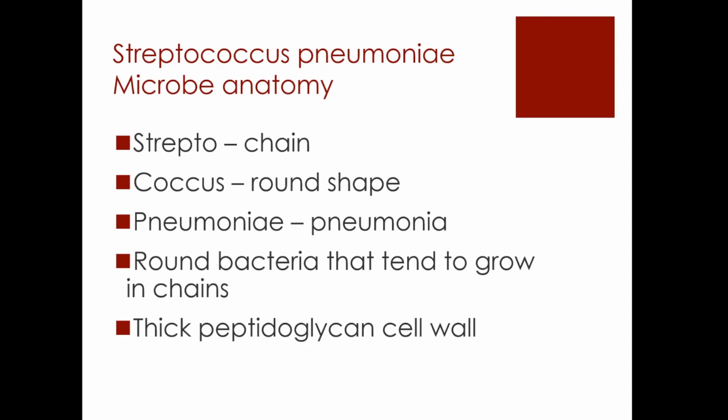And we did say in the previous session, talking about Staphylococcus aureus, that coccus means round-shaped. But here we have strepto, meaning chain, and the reason for this is they tend to live in chains. Pneumoniae refers to the fact that it's the most common cause of pneumonia. So it's round bacteria that tend to grow in chains, and they have a thick peptidoglycan cell wall, and they take in purple dye when gram stained, very similar to Staphylococcus aureus.